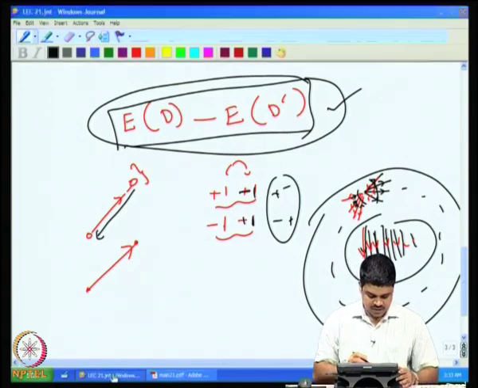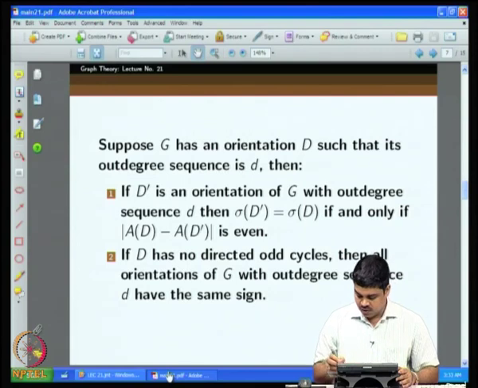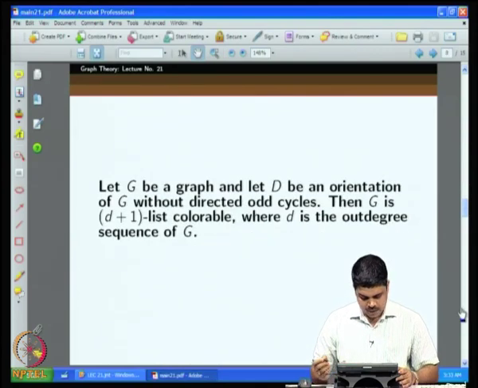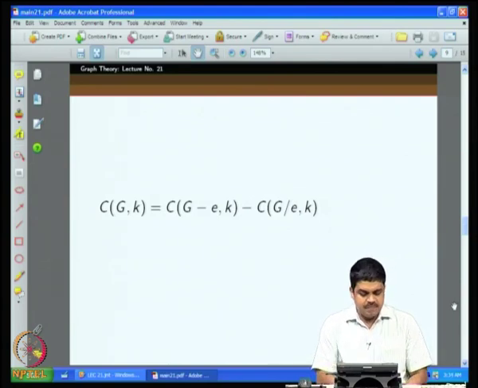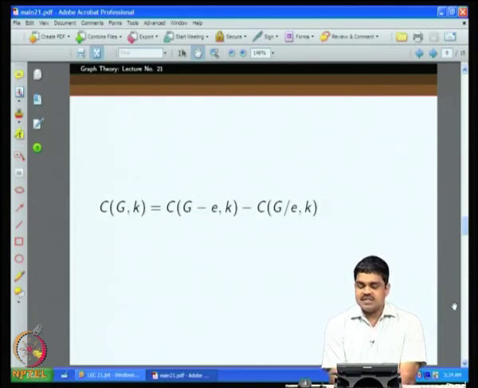So this is one example of how to use the combinatorial Nullstellensatz. So we will leave the adjacency polynomial here, and then we will look at another interesting polynomial regarding the vertex coloring. So here is a parameter that we designed. Given a graph G, C of G comma K will represent the number of K colorings that G has. So for instance, if G is not K colorable, if the chromatic number of G is greater than K, then it will be 0.